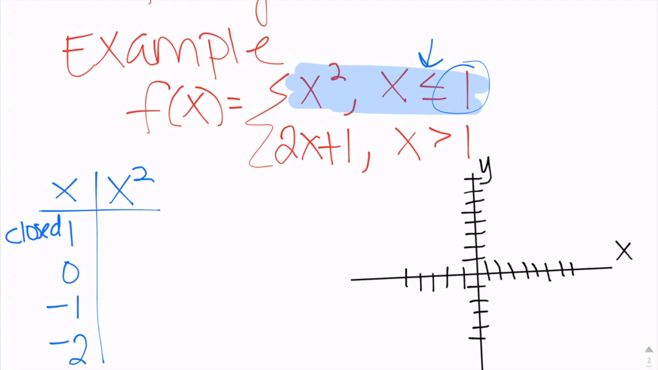Now we evaluate. If we do 1 squared, we get 1, 0 squared is 0, -1 squared is 1, and -2 squared is 4. So now we're going to graph this. We have a closed circle at (1, 1). And then we do (0, 0), and then (-1, 1), and then (-2, 4). This is a quadratic, so we're going to connect with a parabola, just like that.